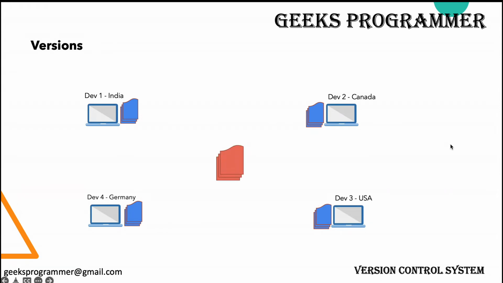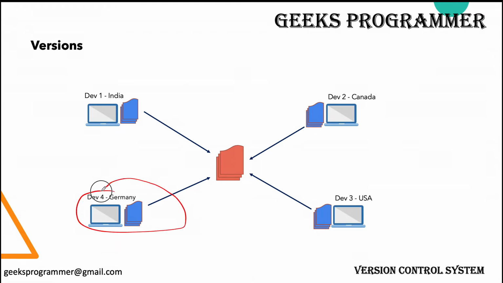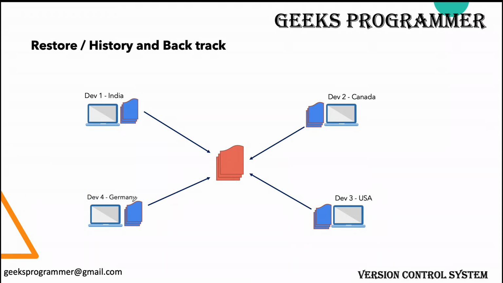So next, the versions. Let's say somehow they are able to set up a central repository or central place where they're making their changes in the file system. But what if everyone is making their changes? Tomorrow, let's say after 1 month, I need to know what changes this guy did. Because we are not maintaining the versions or the history, it is impossible to backtrack. So that's the thing. History and backtrack restore is not possible.